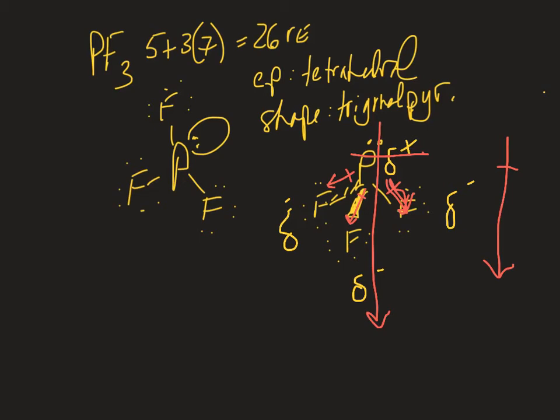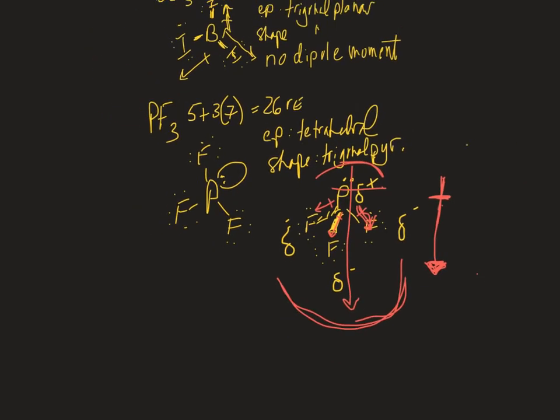So yes, this has a dipole moment. The fluorines are the partial negative end. The phosphorus is the partial positive end, and that's denoted by the cross here. The end that looks like a plus is the positive end, and the arrowhead, the tip of the arrow, is the negative end of the molecule. Okay?